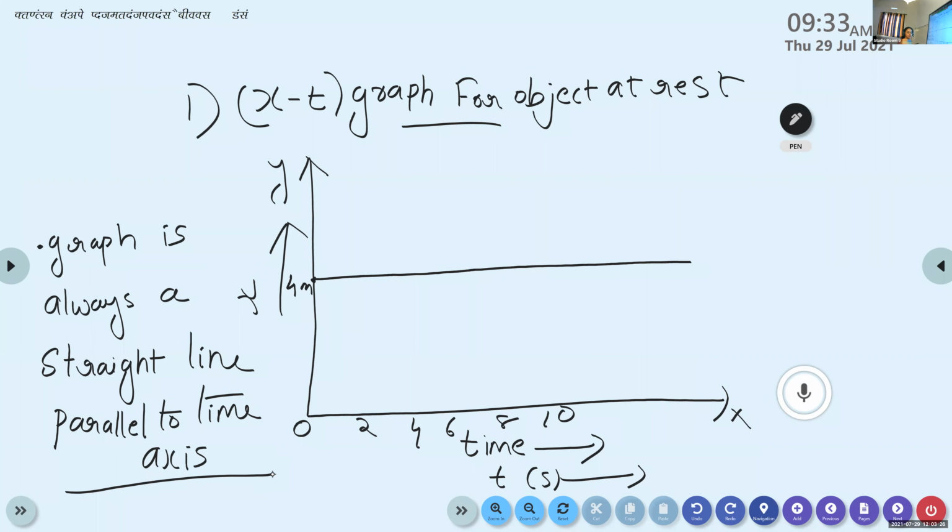Now, can we move to the next case? No, ma'am. Okay. So this is the nature of the graph if the object is at rest. Graph is always a straight line, that is parallel to time axis.